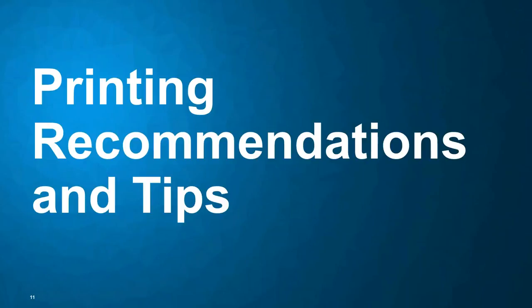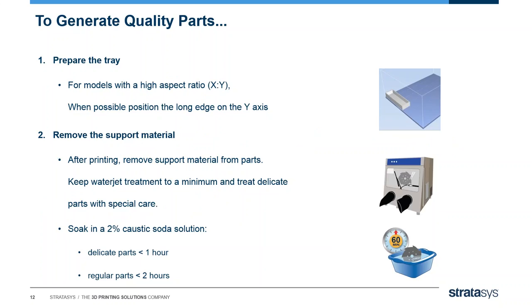And that's why the next few slides talk about the printing recommendations and some tips. To generate quality parts, what is necessary? Point number one, prepare the tray for a model with a high aspect ratio, between X and Y. Whenever possible, please position the part along the Y axis. This reduces the stress and possible deformations, but normally this is not so much.